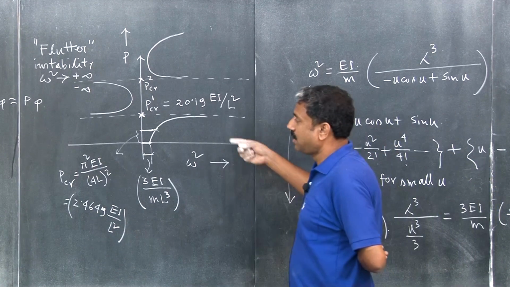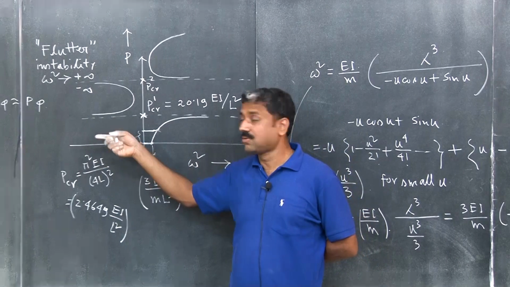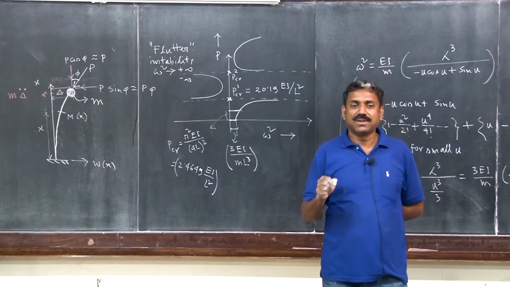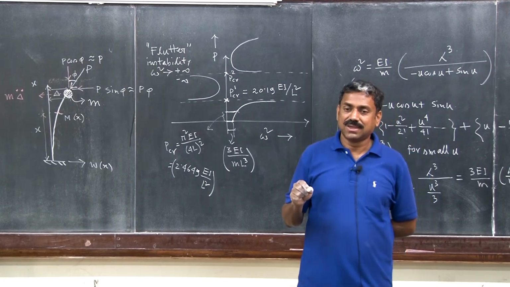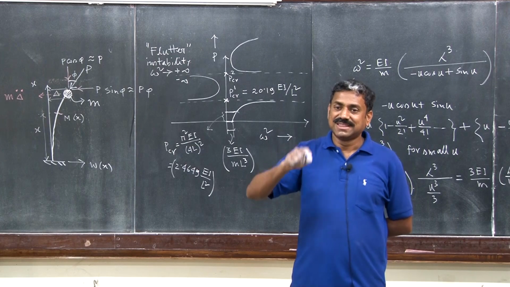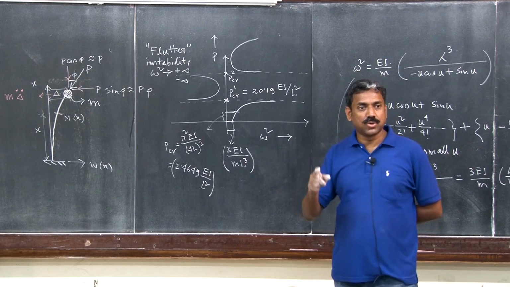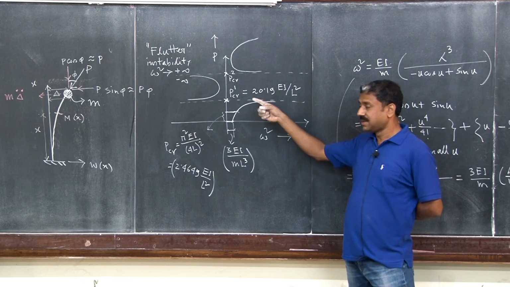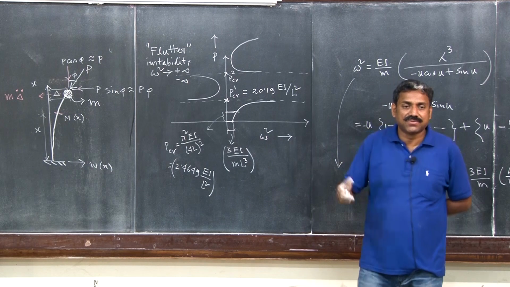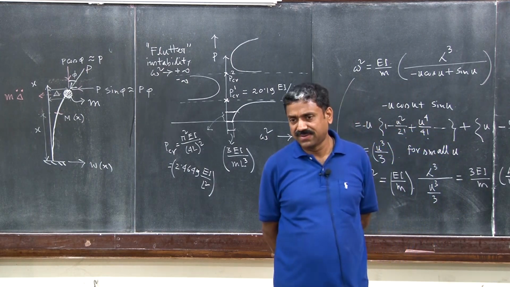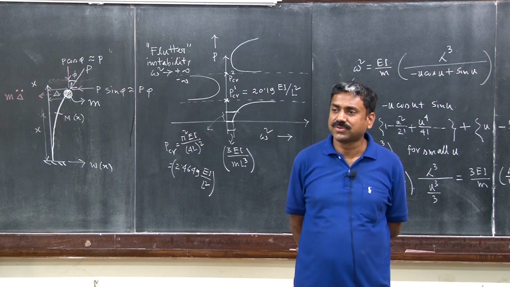This is only for a column subjected to follower force, but I will explain how you can identify which will be flutter and which will be divergence. We have to see the change in frequency omega with follower force or any other non-conservative forces. Follower force is just an example of a non-conservative force, but there are other forces which are non-conservative.